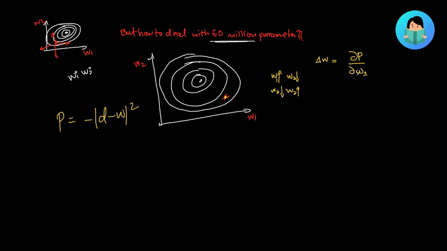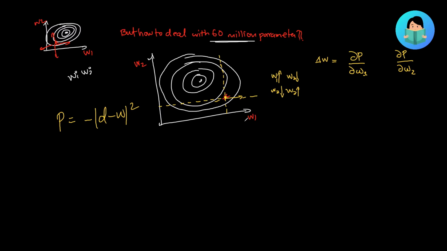Let's take W1. What this means is, if I only change W1, that is, if I move in this particular direction, W2 will remain constant throughout this line. So if I move in this direction, what is the change in performance? Is it positive? Is it negative? Similarly, the partial derivative with respect to W2 would give me the performance change if I move in the W2 direction. Now, we have to do this because we have more than one variable with respect to which P is varying here.